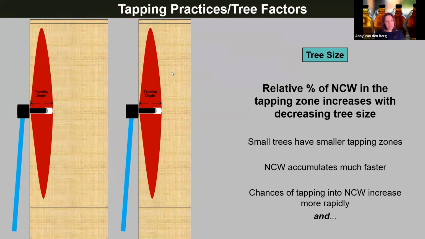So small trees have much smaller tapping zones, but if you put a hole of the same size in that tree, it's going to make the same amount of non-conductive wood as in a tree of a bigger size. And that takes up a much larger percentage of that tapping zone than it does in a tree of standard tapping size. So non-conductive wood accumulates much faster in smaller trees, and our chances of tapping into it increase much more rapidly.